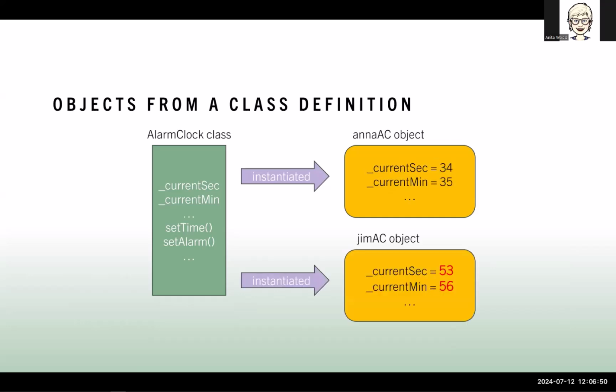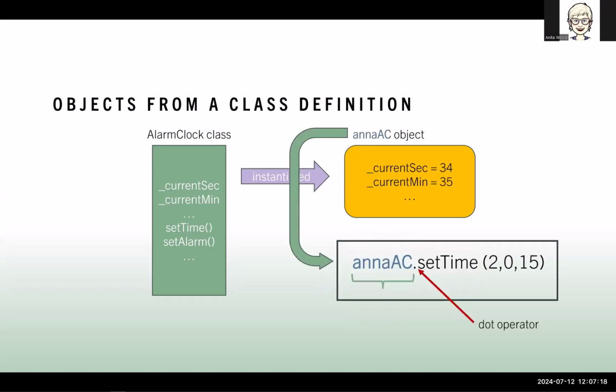The alarm clock class can be instantiated again, and this time the object reflects Jim's alarm clock. Again, the developer defines Jim's attributes to those unique from Anna. At no point will references to Jim's object interfere with Anna's object. So Jim's current second is set to 53, current minute to 56. Anna's attributes remain the same.